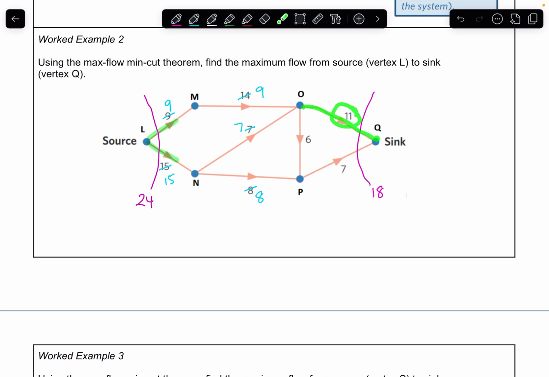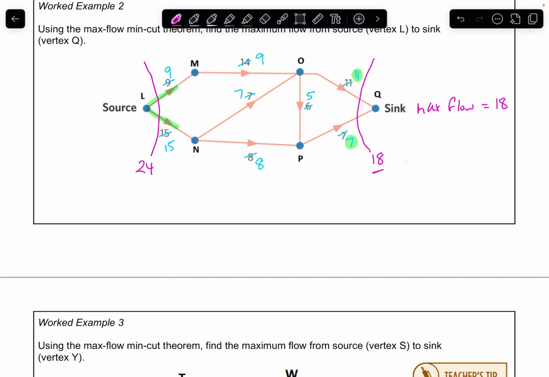This one's going straight to the end, so I want that to be 11, which means that I've got an extra 5 coming out here. So that was 9 and 7, which is 16, 11 and 5, which is 16. So into P, I've got 8 and 5, which is going to give me 13, but I actually only have 7 coming out. So I'm going to change that to a 7. And then I can see my maximum flow at the end is going to be the 11 and the 7, which is going to give me a max of flow of 18. And we can see that we were actually right with that cut.